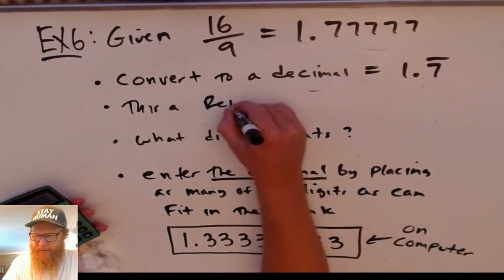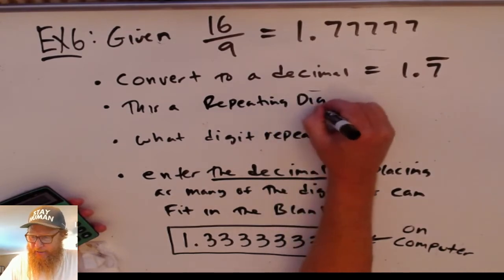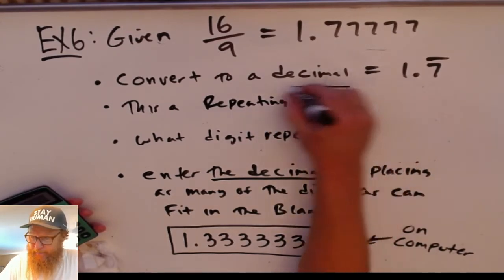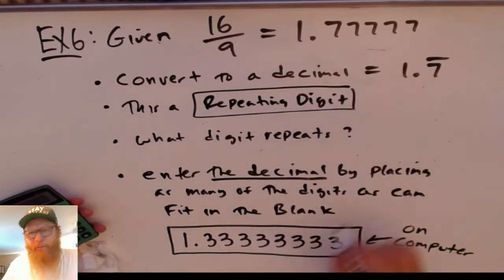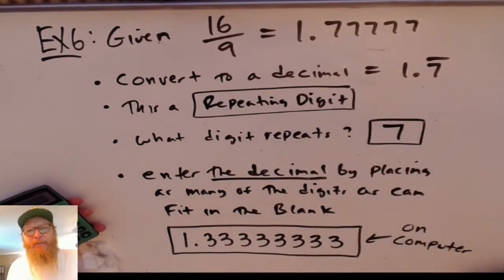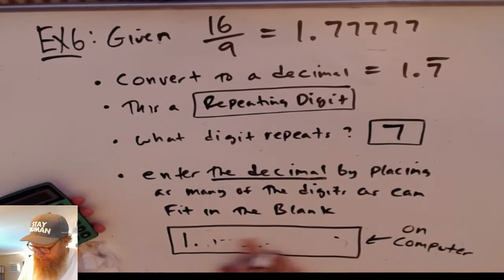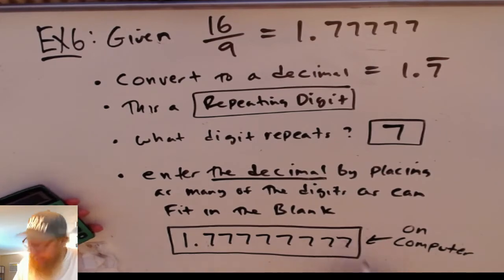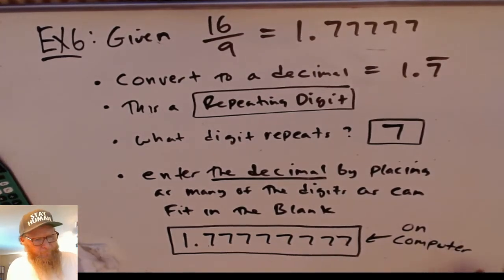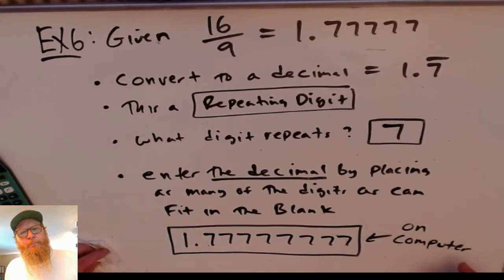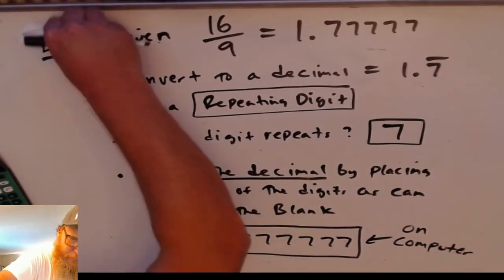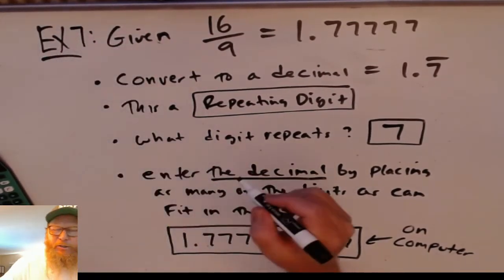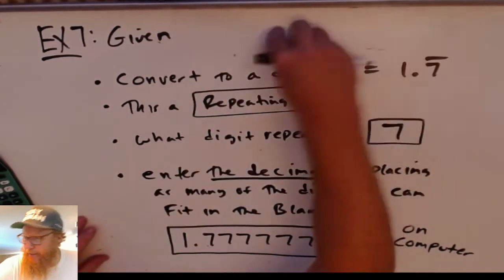This is again a repeating digit. What digit repeats? 7 repeats. And then enter the decimal by placing as many digits as you can fit. 777777777. Okay. I kind of wish that would have been example 7. So here's example 7.